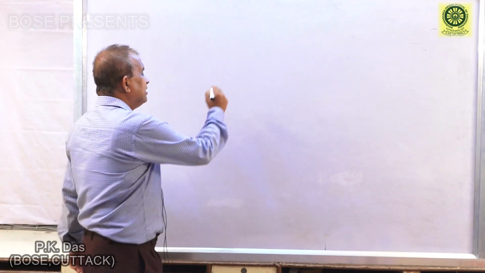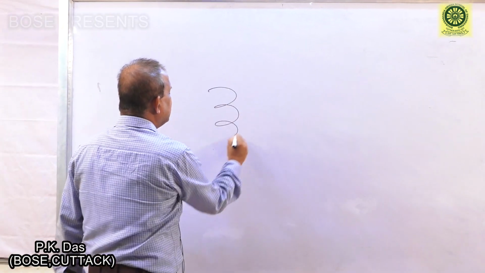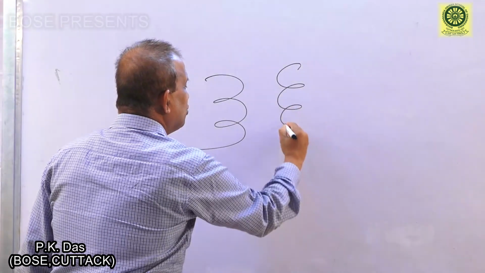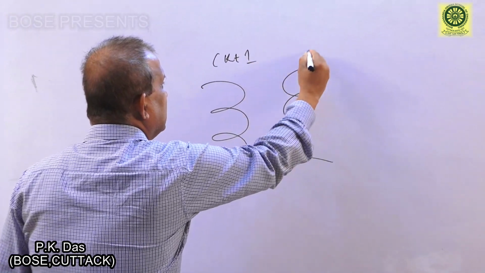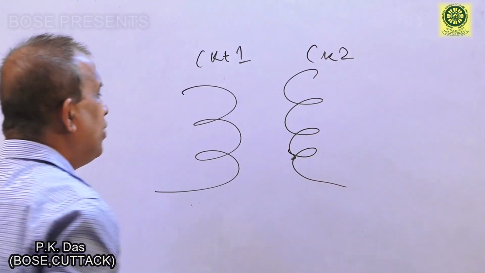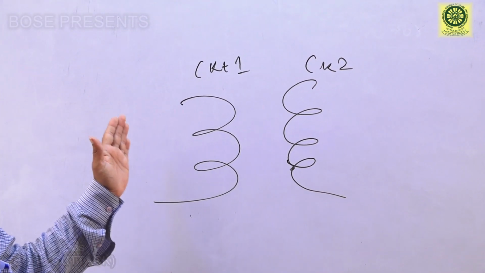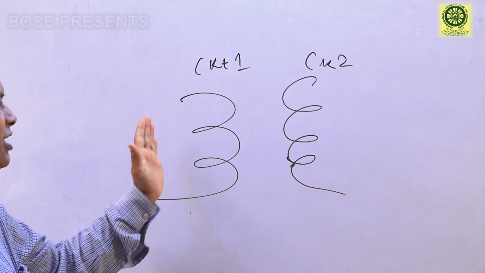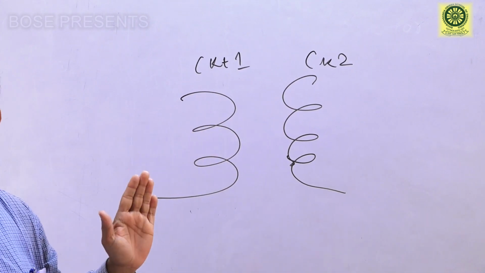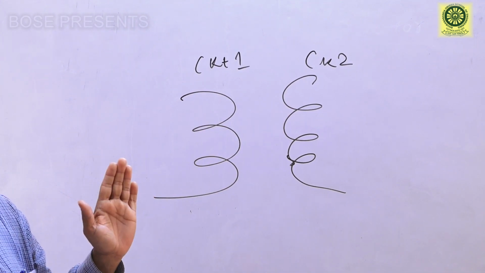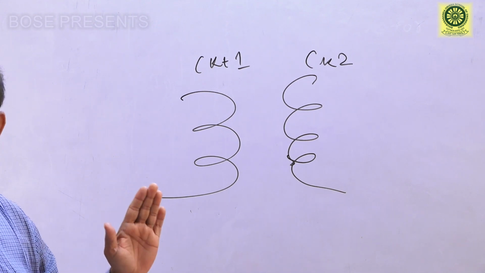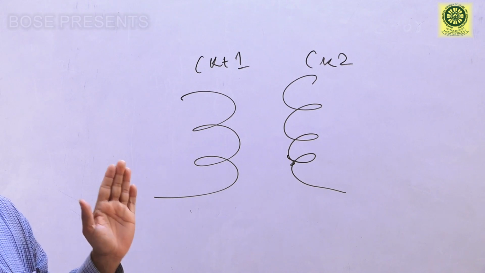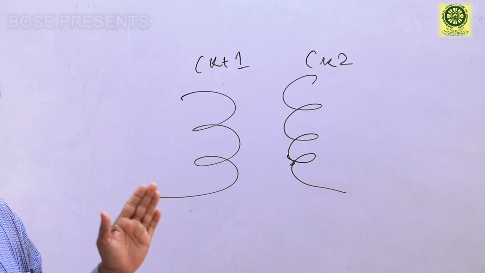Suppose, look at the diagram. Suppose this is one circuit, circuit 1, and this is circuit 2. What happens is that electrical energy is transferred from one circuit to another circuit, but without a change in frequency. Students, as you know, frequency is a very important term of AC, and in India we have 50 Hz as the standard frequency.